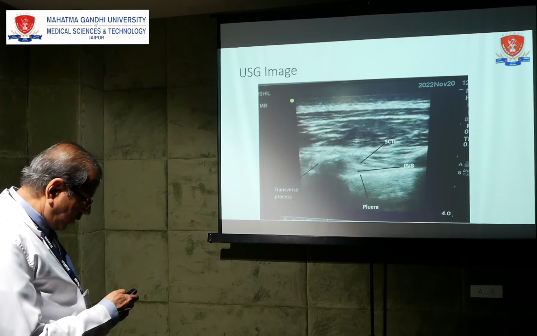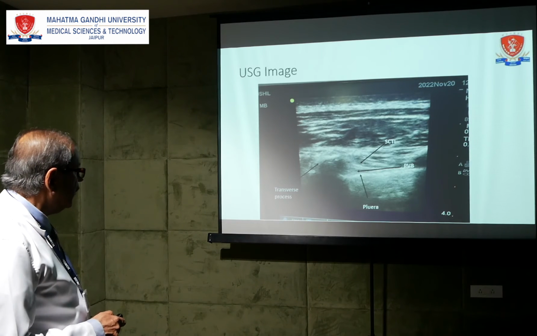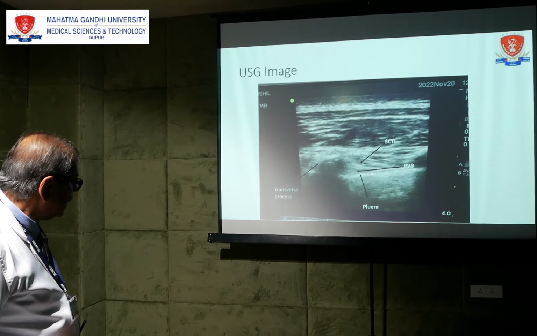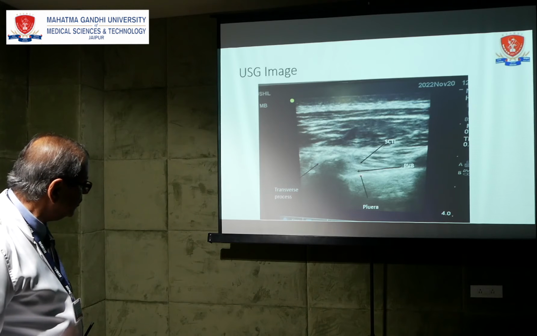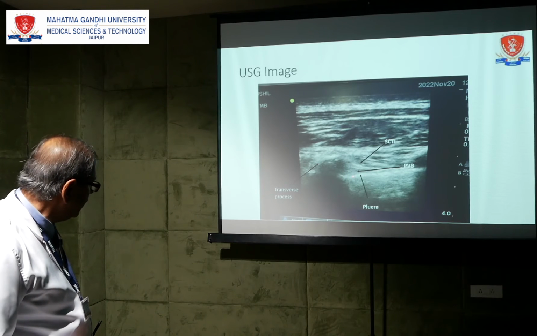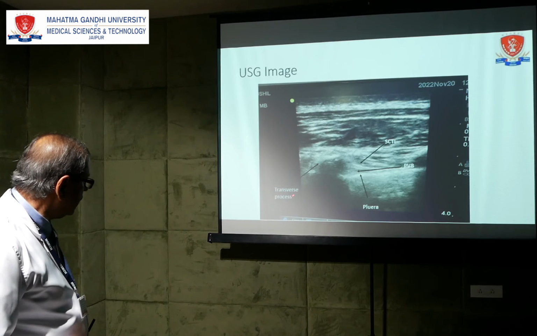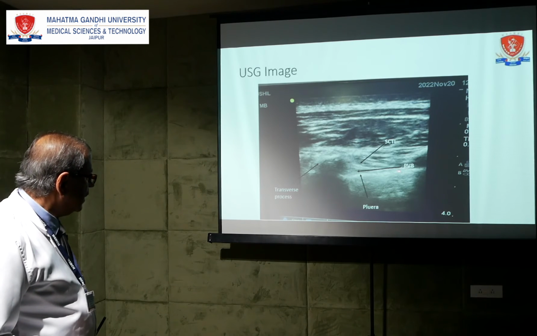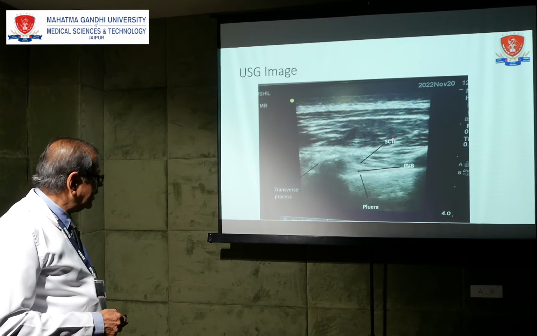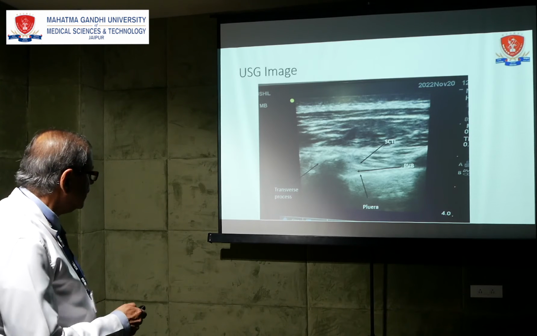Now, what areas are of interest here? This is how pleura is seen. This is a static picture, so you cannot see the dynamically moving pleura. But what is important is to identify the pleura, the transverse process, the paravertebral space and the superior costotransverse ligament.